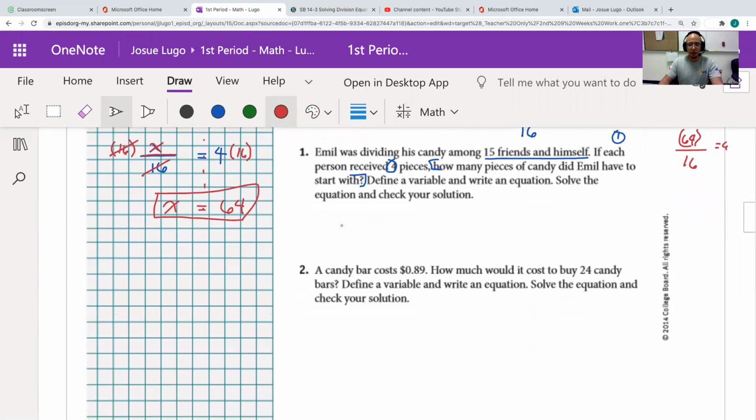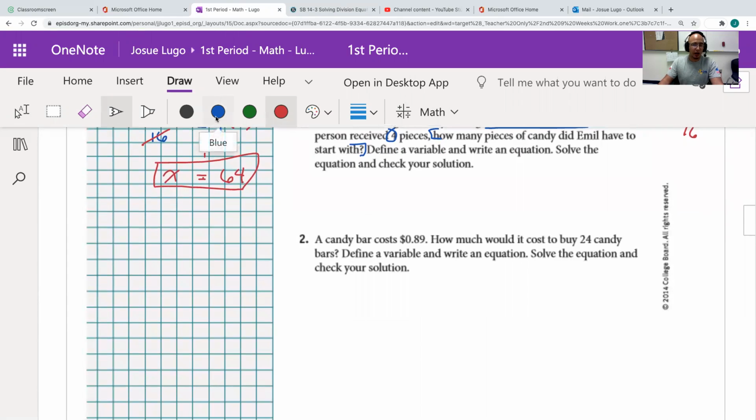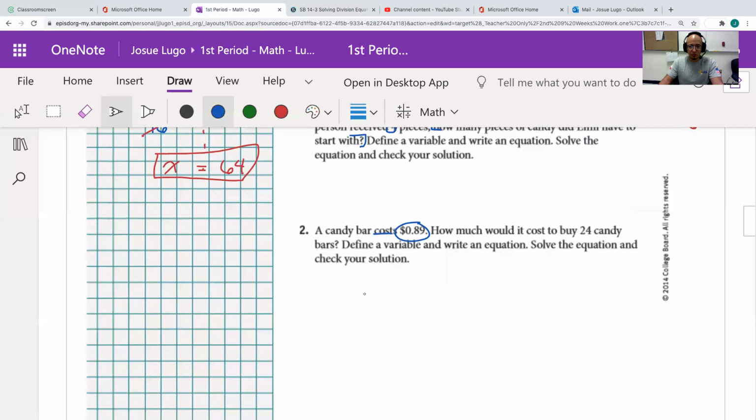Let's continue. Number 2, a candy bar costs 89 cents. That's what I'm going to end up with. All right, so it costs 89 cents. Might as well write it already. So it's going to give me a cost per candy bar of 89 cents. How much would it cost to buy 24 candy bars? So we need to know the cost for 24 candy bars. There's my equation. That's what you would write.